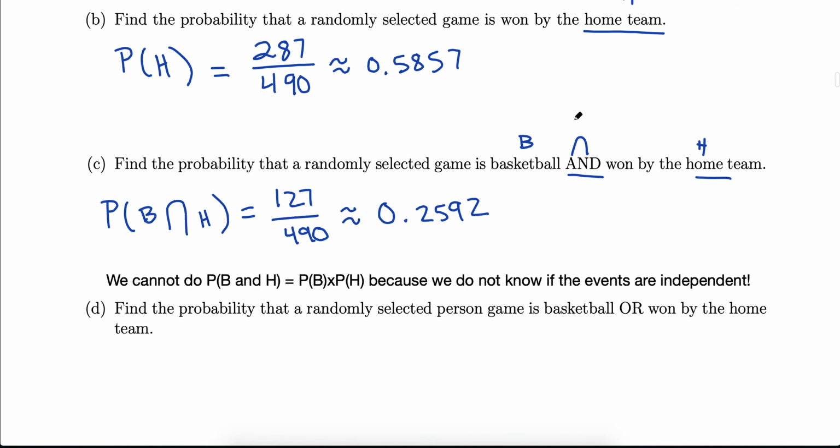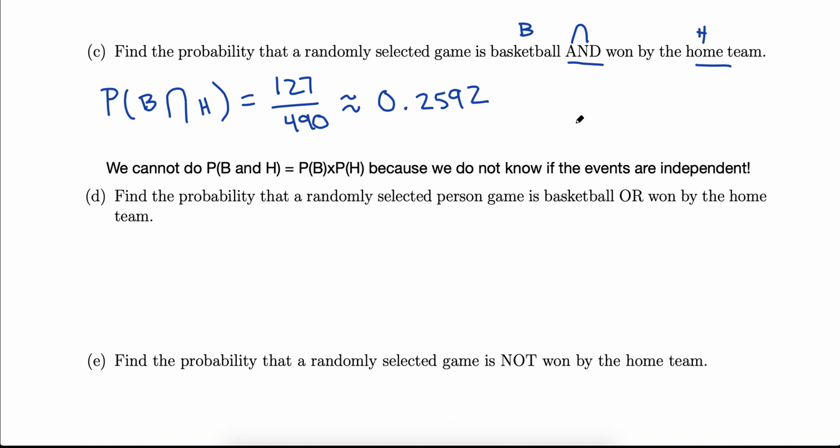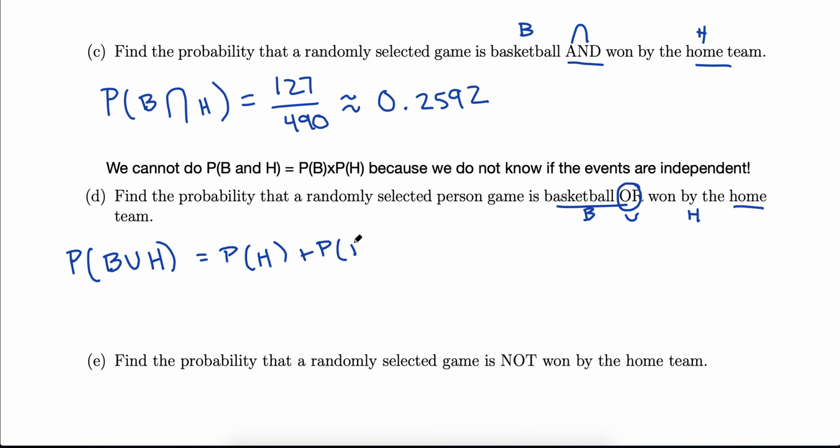All right, getting close to the last one here. Find the probability a randomly selected game is basketball or won by the home team, so B or H. First, let's translate the question into our probability notation, B or H. And remember our formula. Let's add the two together. Probability of H, doesn't matter which order it's in. Probability of B. Okay, so add the two.